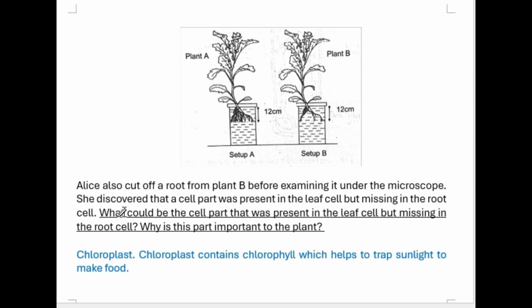Alice also cut off a root from plant B before examining it under the microscope. She discovered that a cell part was present in the leaf cell but missing in the root cell. What could be the cell part that was present in the leaf cell but missing in the root cell? Why is this part important to the plant? Chloroplast. Chloroplast contains chlorophyll, which helps to trap sunlight to make food.